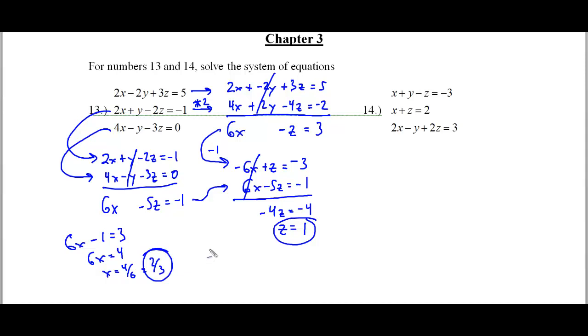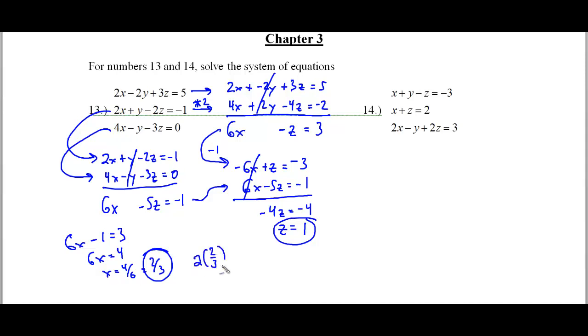So now what I will do is plug the 1 and the 2/3 in for one of my 3 equations up here and solve for my missing letter, because I've solved for x, and I've solved for z. Now I'm just going to have to solve for y. The equation I'm going to choose to plug it into is the top one. It has the fewest number of negatives.